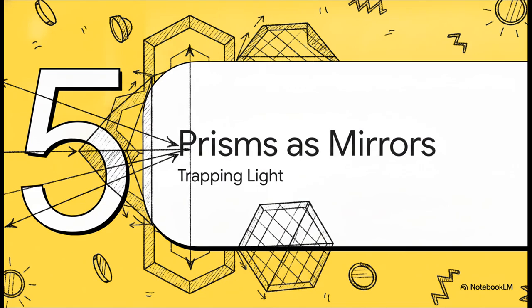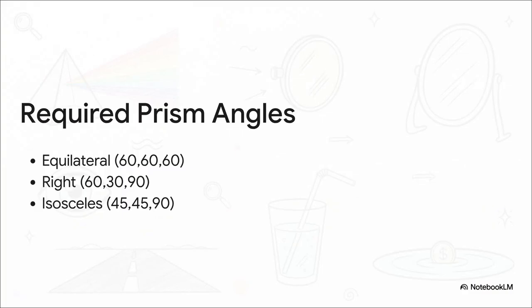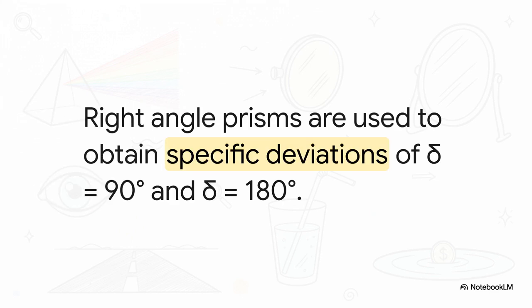Which brings us to our final stop, Section 5, Prisms as Perfect Mirrors, where we learn how to trap light on purpose. To really harness this trapping effect, we don't just use any random piece of glass. We use specific triangular glass prisms with exact angles. The syllabus points out 3 specifically: the equilateral at 60-60-60, the standard right angle at 60-30-90, and the isosceles right angle prism at 45-45-90. So why do we need these exact shapes?